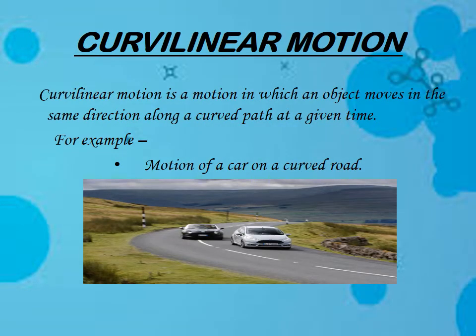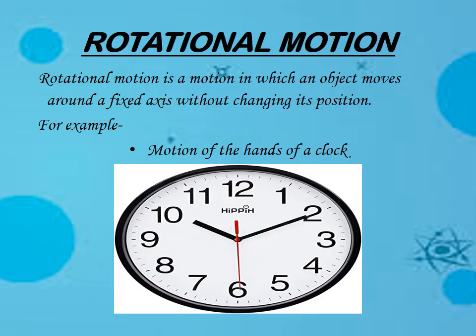Curvilinear motion. Curvilinear motion is a motion in which an object moves in the same direction along a curved path at a given time. For example, motion of a car on a curved road. Rotational motion. Rotational motion is a motion in which an object moves around a fixed axis without changing its position. For example, motion of the hands of a clock.